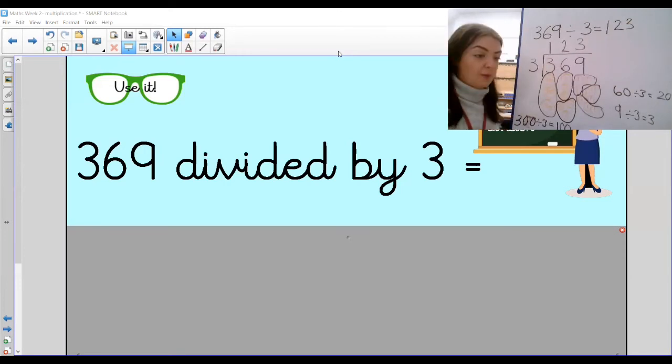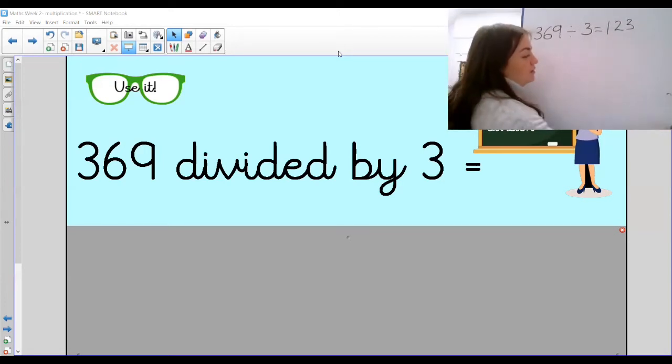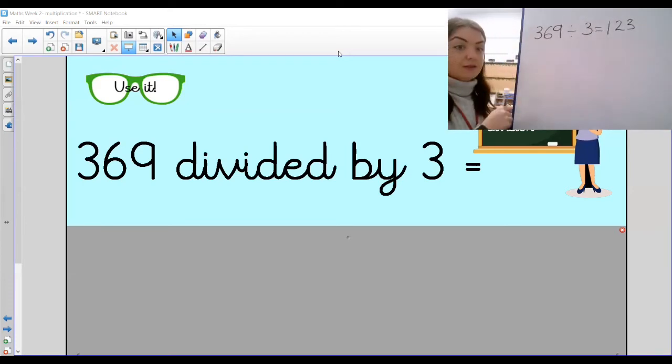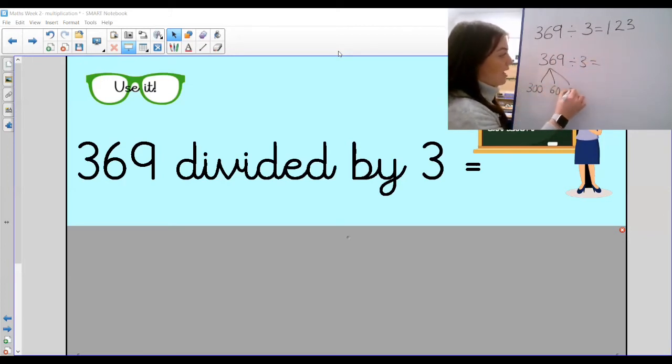I'm going to prove it to you. I'm going to put my prove it glasses on, and I'm going to do my partition method so I can show you that you can still get the same answer. So 369 divided by 3, partition my whole, which is 300, 60 and 9. My number sentences, 300 divided by 3. I'm then going to do 60 divided by 3, and I'm going to do 9 divided by 3, which we already know 9 divided by 3 is 3.